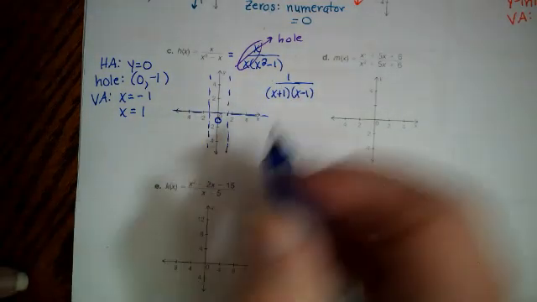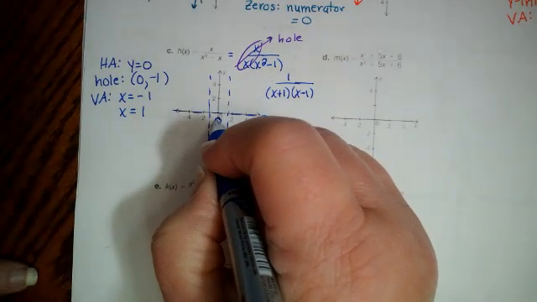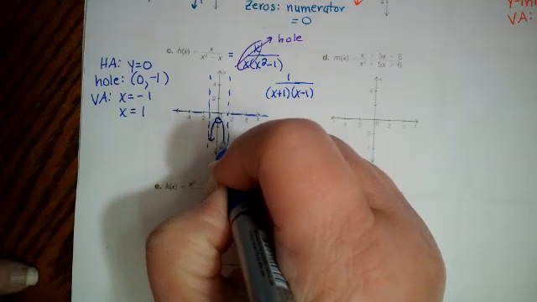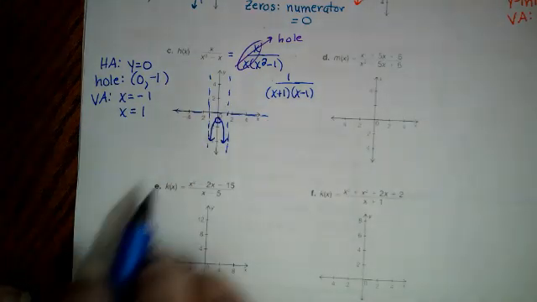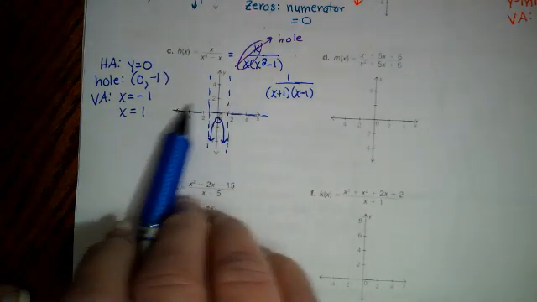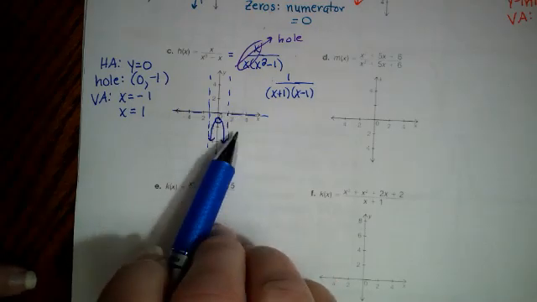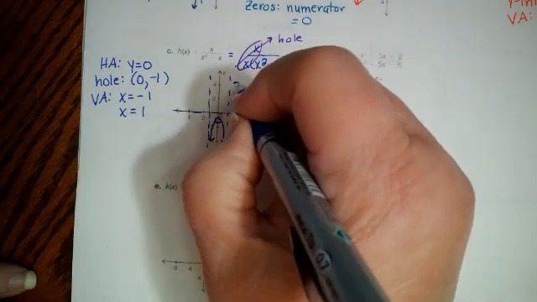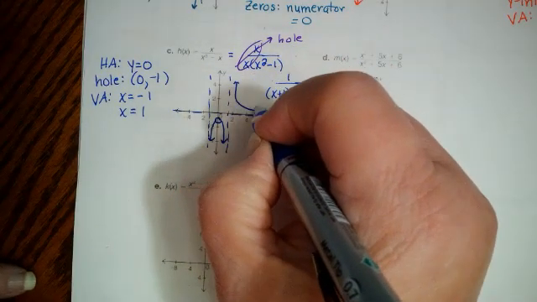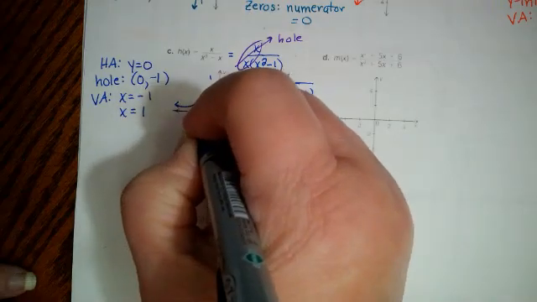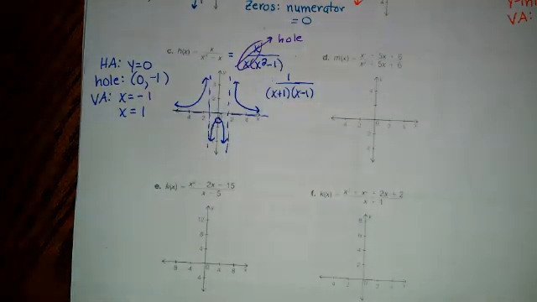So we got 3 sections. This one probably does a parabola. And on either side, we could test our points to find out that it does your basic L shape like the others did.